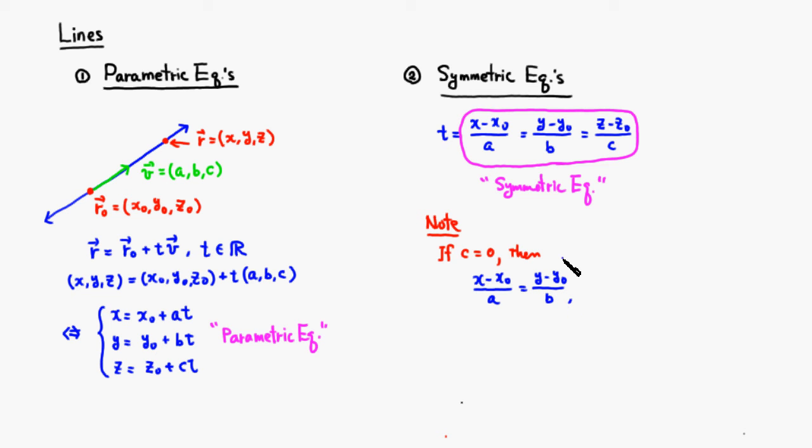If c is 0, then z is constantly equal to z0, so we write the equation z equals z0. So when you have a 0 component in the direction vector, you just set that variable equal to the corresponding component of the given point, because it does not change. That's it. Those are the two ways to express the equations of lines.